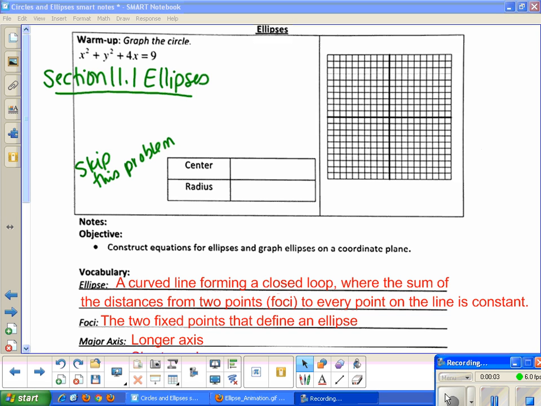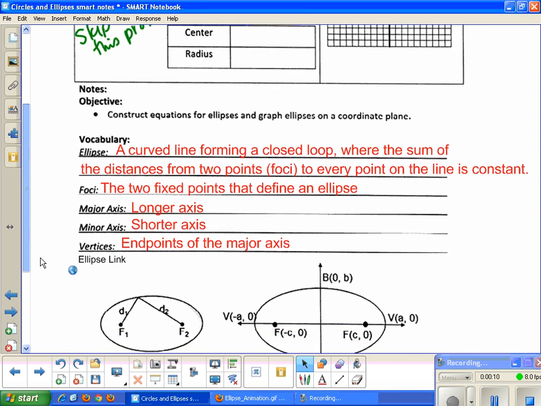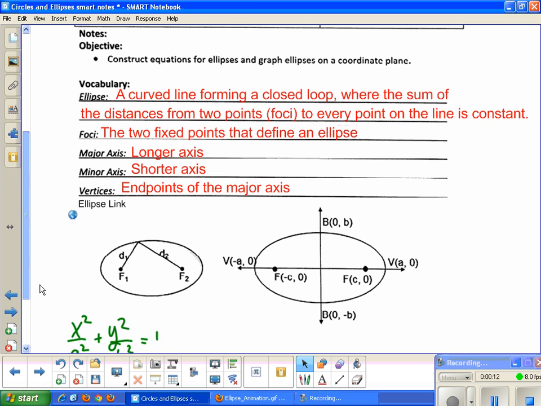Section 11.1, ellipses. So we're continuing on from circles. We're going to skip the warm-up part and just go down to the notes. The objective is to construct equations for ellipses and graph ellipses on a coordinate plane.